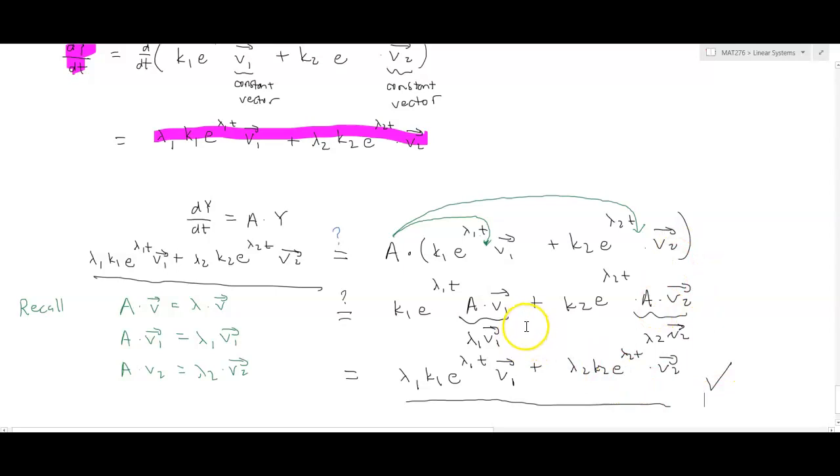And this wouldn't work unless these were eigenvectors, because we were relying on the statement that if v is an eigenvector and lambda is an eigenvalue, then we satisfy the eigenequation A times v equals lambda v. And we needed to make that replacement here so that we could get everything in terms of lambdas and v's.